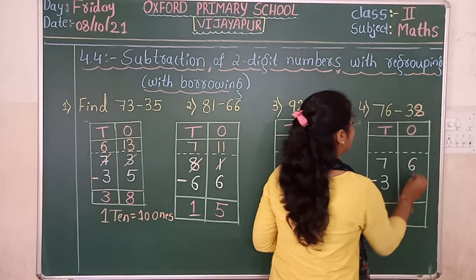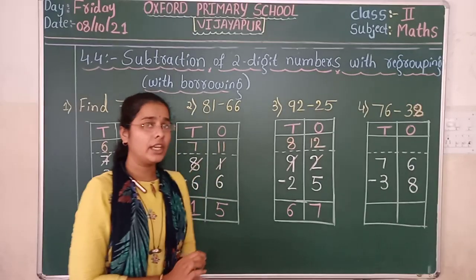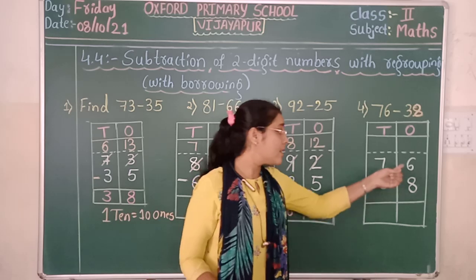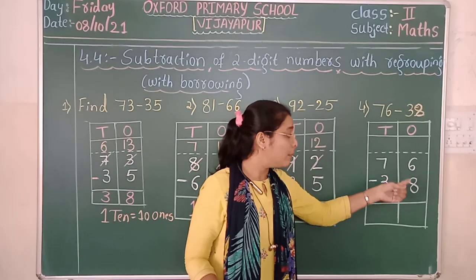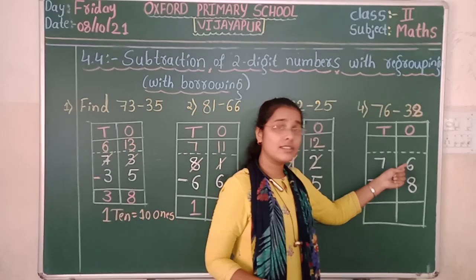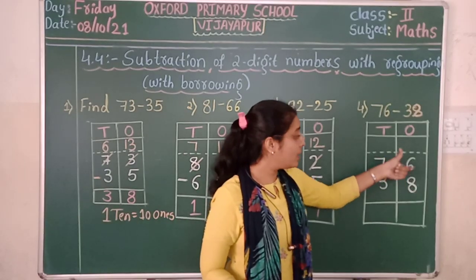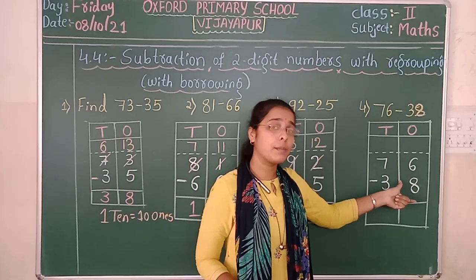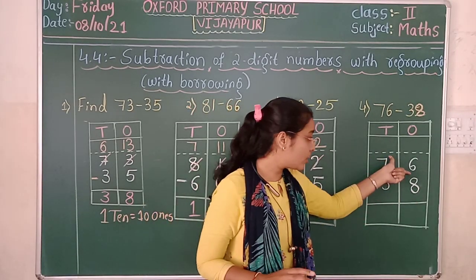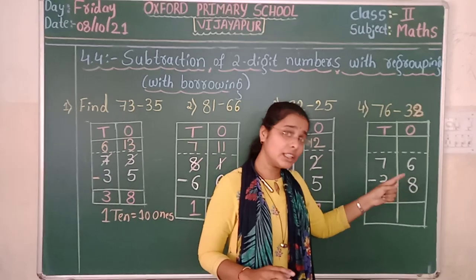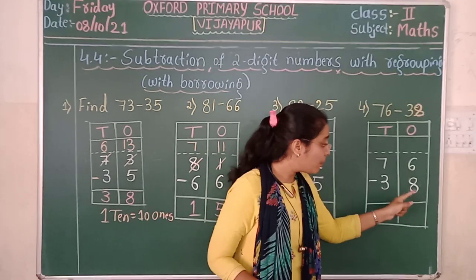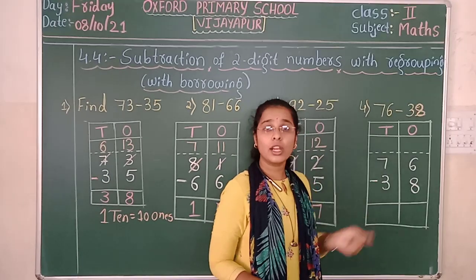Now, in 6 we cannot subtract it. Why? Because 6 is a smaller number. We cannot subtract a bigger number from a smaller number. Don't subtract 8 minus 6. Always from the first number we have to subtract the second number. Don't get confused children. From the total number we have to subtract the subtrahend.